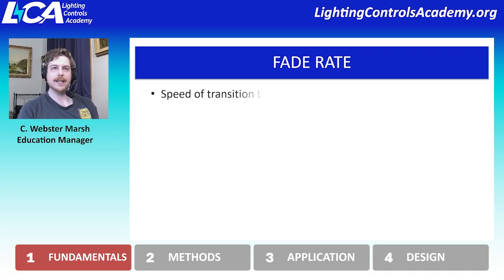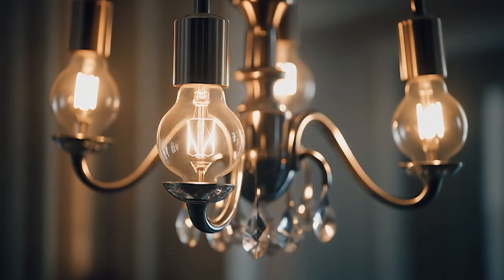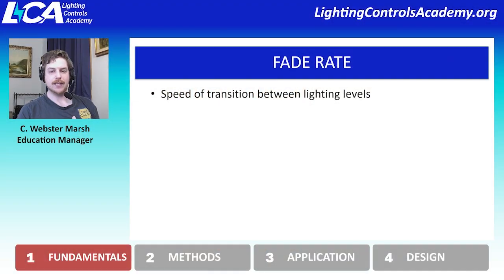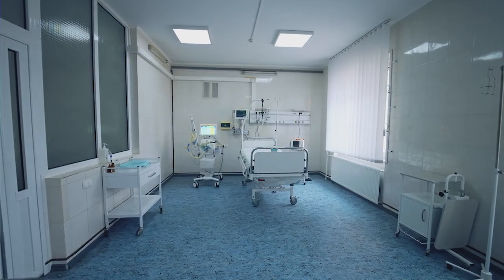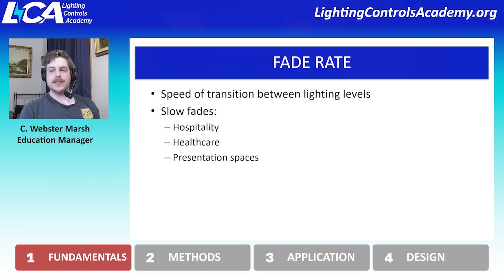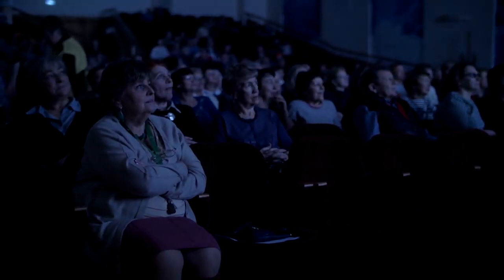Fade rate, on the other hand, is about the transition between light levels. So it's not just, okay, where are we dimming to? Are we going from 100% to 50%? But over how long is that fade going to happen? Slow fades we might see in hospitality settings, where we want low impact noticeability when we're going from the daytime lighting to the nighttime lighting; healthcare, where we don't want to shock patients with sudden on, sudden off lighting; and presentation spaces, where we want to gently bring people into the mood of being receptive to a presentation.